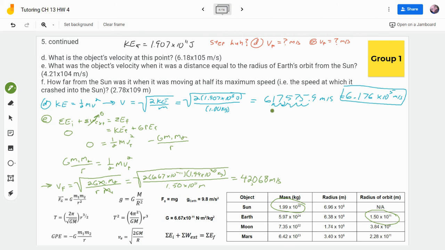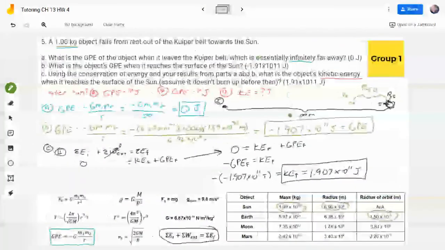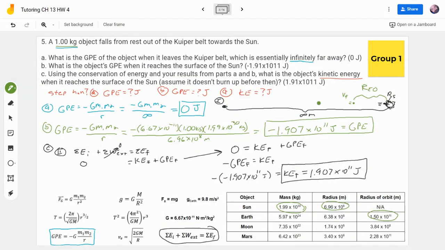Well, that makes sense because as this thing is falling into the sun, it'll be moving pretty quickly when it passes the Earth, but it's going to be moving faster still once it gets to the sun. So that's what's going on there.